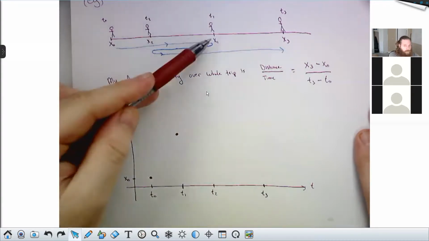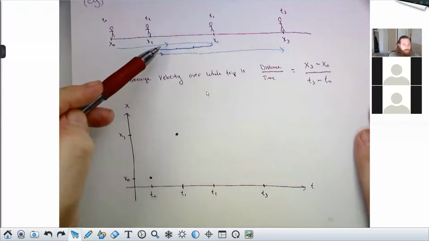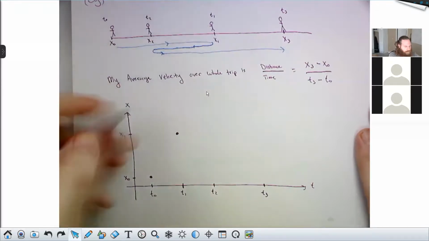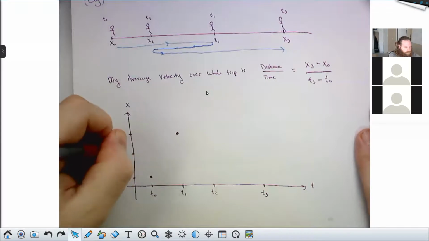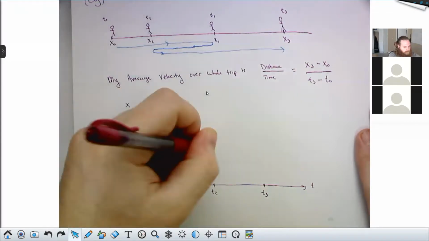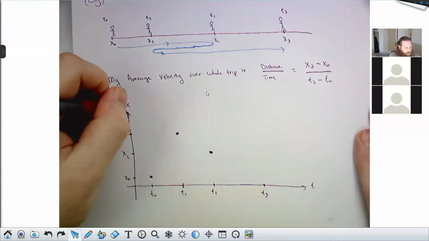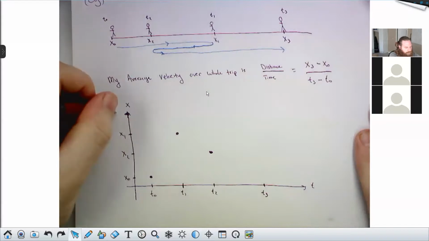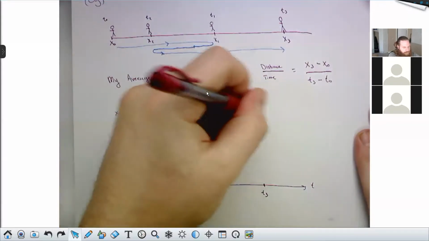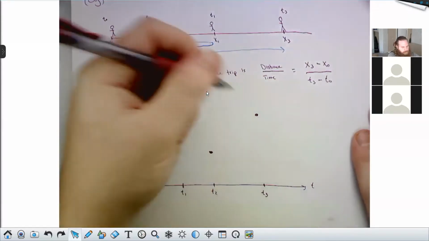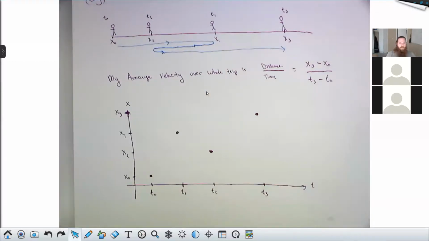And then I turned around and I walked back. So at time T2, I was at a position X2, which is between X0 and X1. And then I turned around again and I walked all the way out to the far side here, which we'll call X3. And I got there by time T3. So each one of these dots tells you my position at a given time. This graph down here encodes the same information as this picture up here.